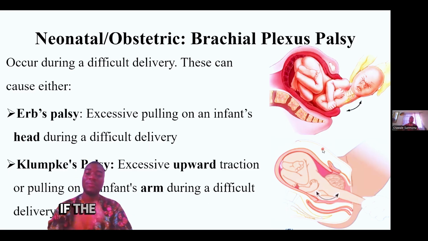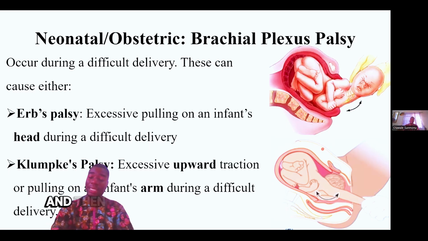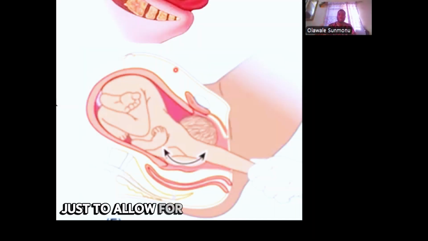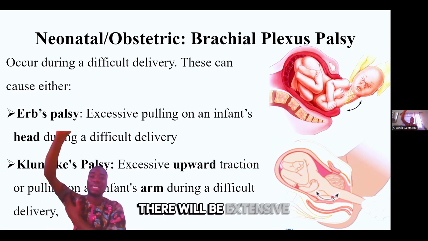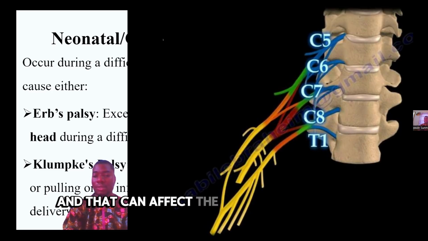And also, if the first exit of the fetus is through its arm, and then the person delivering the child pulls the arm just to allow for the other part of the body of the fetus to exit the vaginal canal, then there will be extensive stretch on the arm of the baby that is to be delivered, and that can affect the roots of the brachial plexus generally.